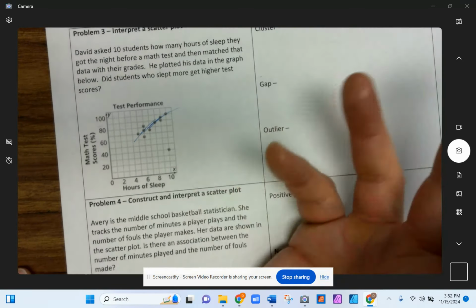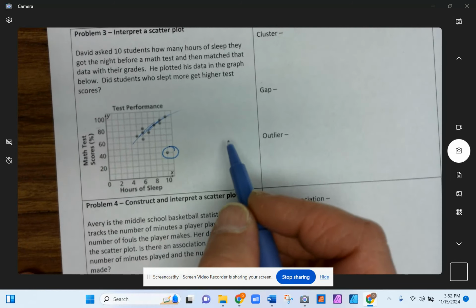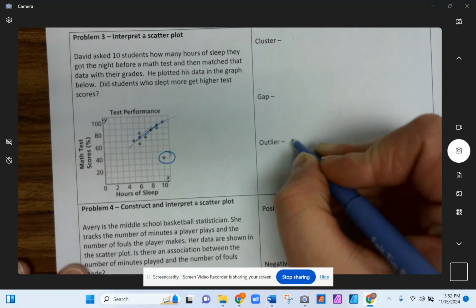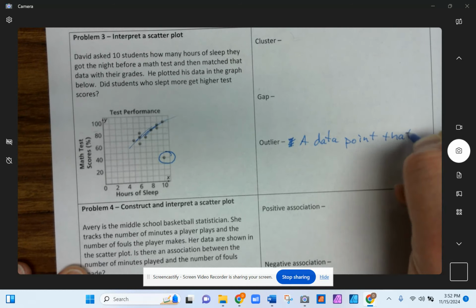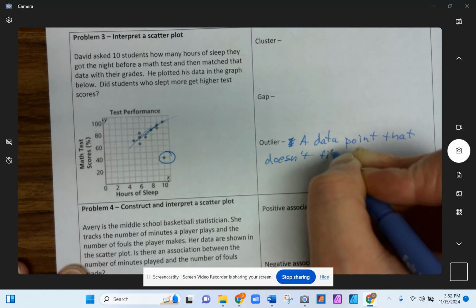Generally, of course, but we have this dude right here, okay? This dude slept 10 hours and failed it with a 40%, right? So we do have something called outliers, right? This is a data point that doesn't fit with the rest of the data.